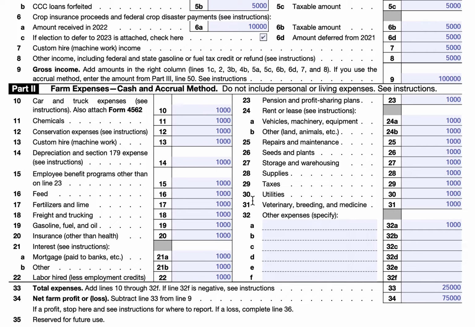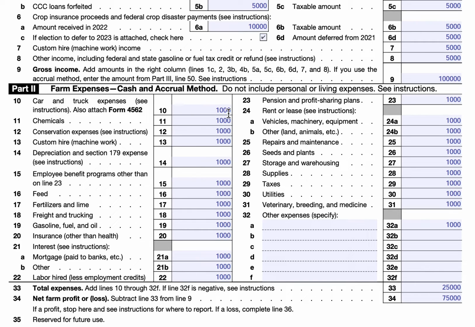So finally, prepaid farm supplies. If you use the cash method of accounting and your prepaid farm supplies are more than 50% of your entire farm expenses, you may be limited on what you can deduct in the current year. You may have to carry some of that prepaid expense over to a future tax year.